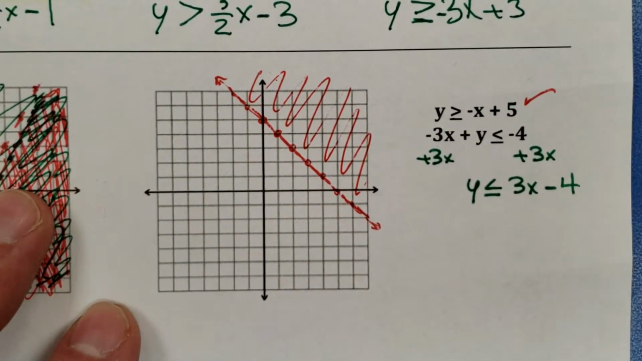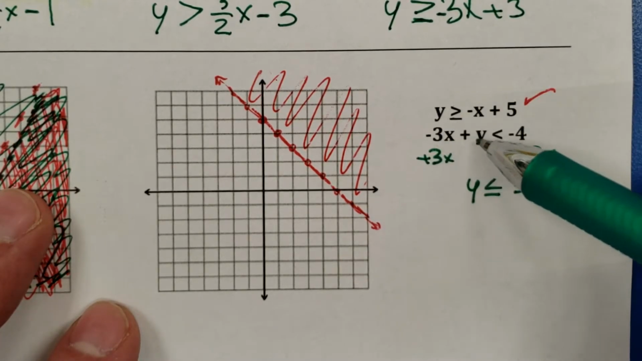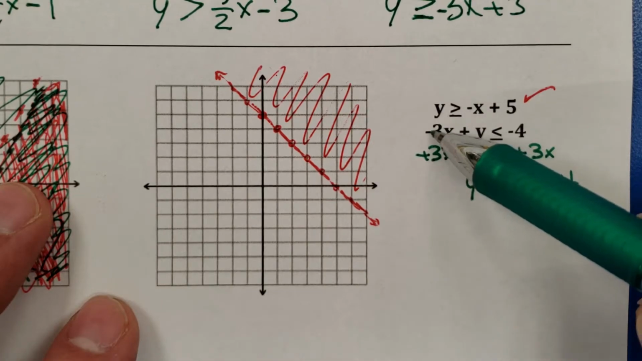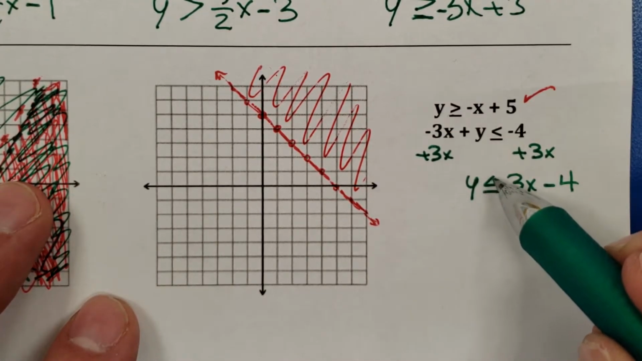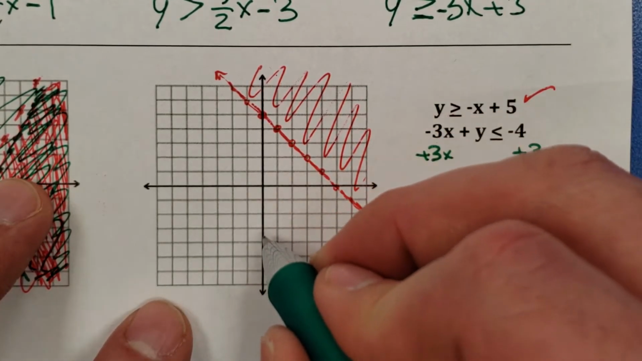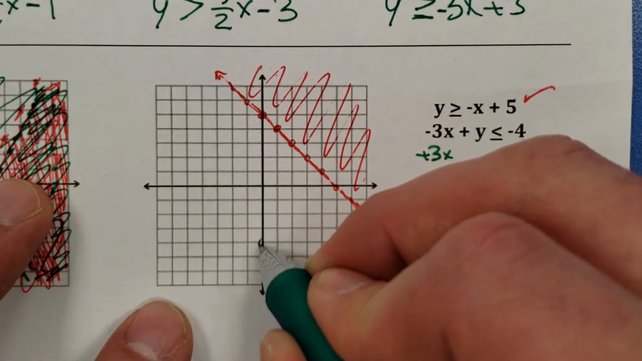All right. Green one. As you can see, X and Y are on the same side. So I move the X value over here. If it's negative, I add. I'm going to have y less than or equal to 3x minus 4. Where's my y-intercept? Y-intercept is -4. 1, 2, 3, 4.